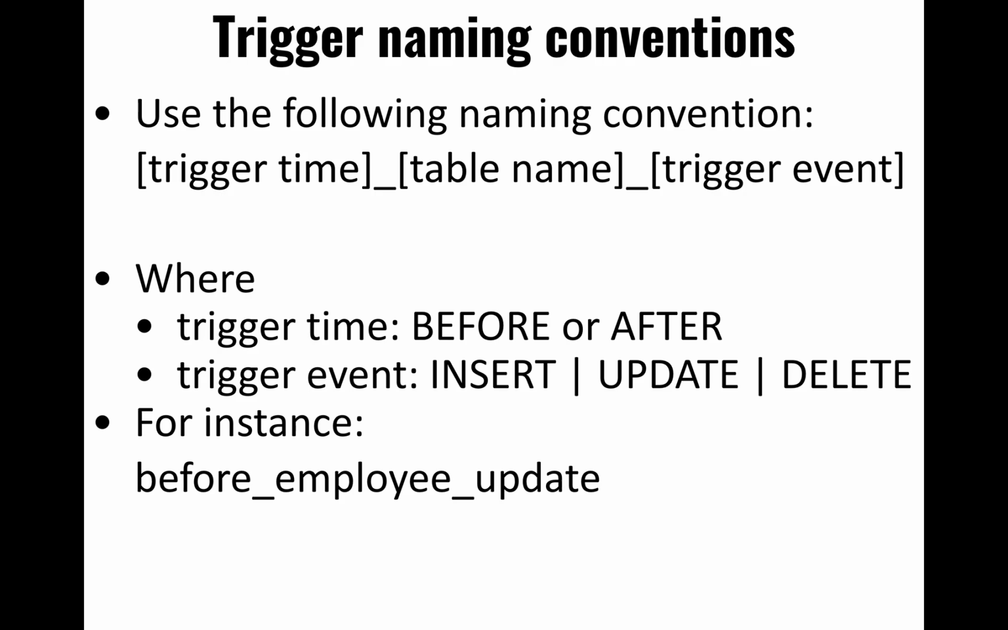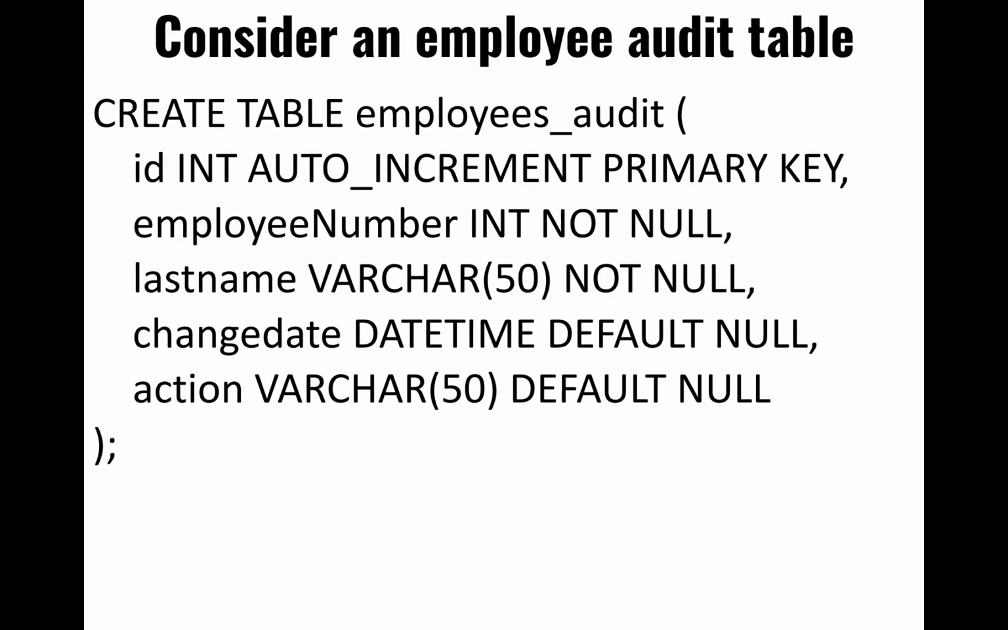So for instance, if your trigger is on the employee table, and you want this trigger to execute before, and whenever there's an update, you say before the employee update. So a name would be before_employee_update, which is easier to read. Before the employee update occurs, I want you to run this. Or you can say after the employee updates, or deletes, or inserts. Before and after. Make sense? So that's a good naming convention that perhaps you might want to follow.